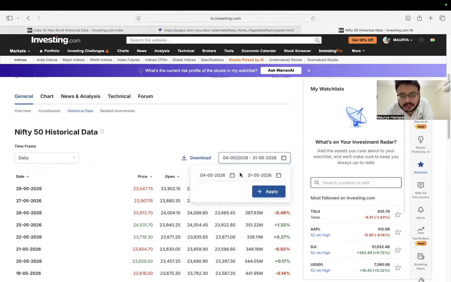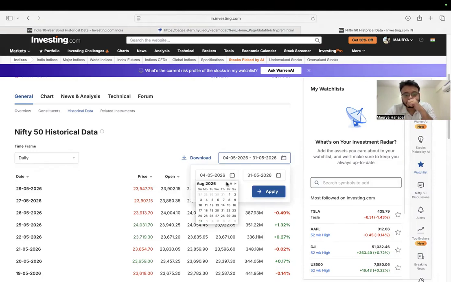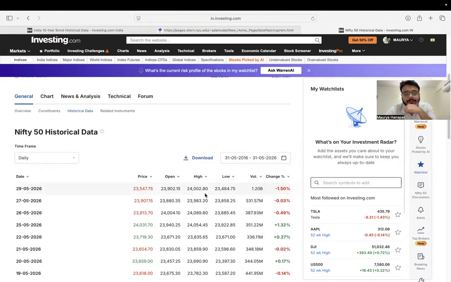Okay, because I want the daily return. So here I have this 2026. I can just get the data for 2016. Sorry, 31st May 2016, right? No, it's not changed. I can just go back to 2016. I can just change it and I can apply.